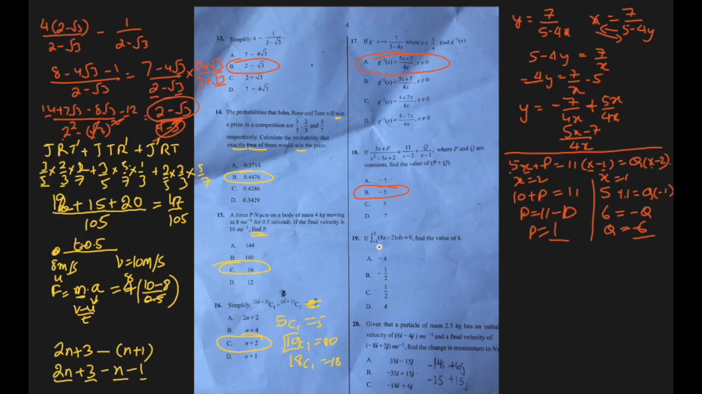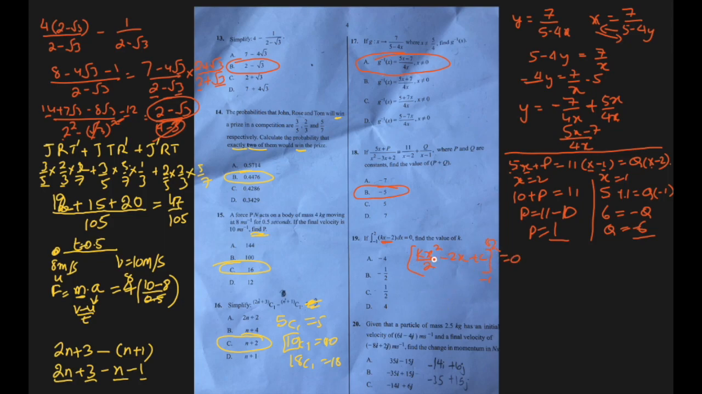Number 19. Okay, so they have already evaluated this. They say it is equal to 0. Find k. So we'll do that. First, let's integrate this one. So it will be kx square over 2 minus 2x plus c from negative 1 to 2 is equal to 0. And we'll substitute them now.